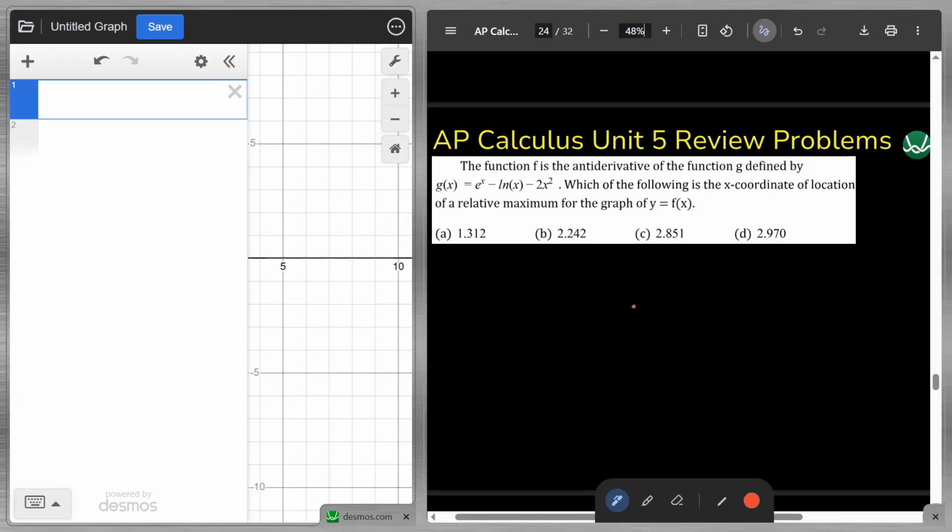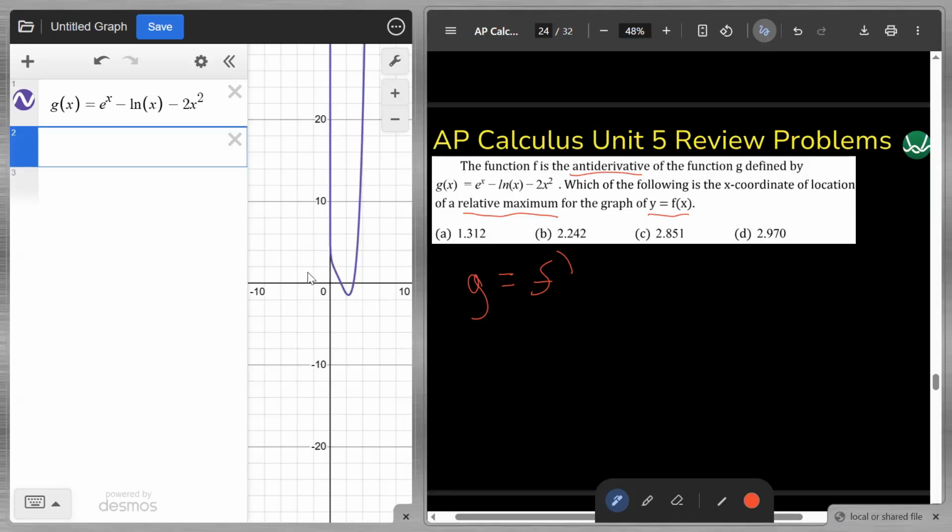All right, so we got our first calculator allowed question where you have to use the calculator. You have the function f is the antiderivative of the function g defined by g of x. Which of the following is the x-coordinate of the location of the relative max for the graph of f? Well, since f is an antiderivative, that means g is the derivative of f. So we can go to Desmos and graph g.